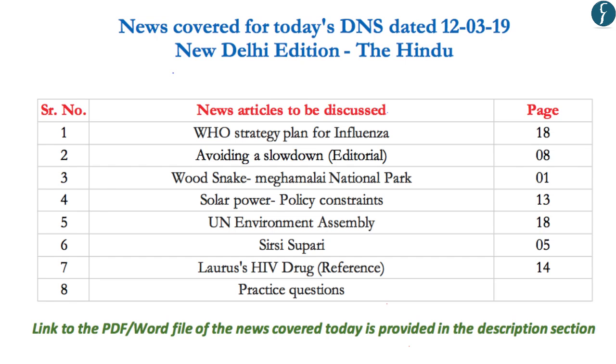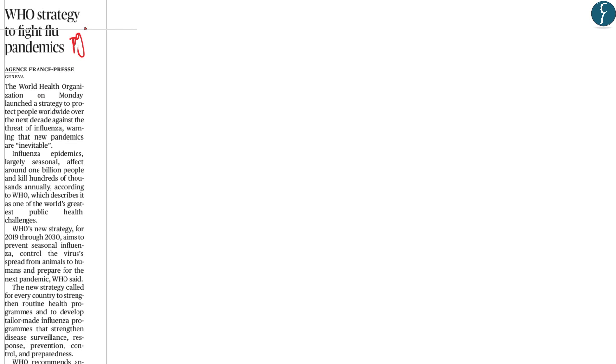So let's begin. This news appears on page number 18 and says that the World Health Organization has released a new global strategy to fight influenza. This news discussion will fall under your GS paper 2 in the category of issues related to health.